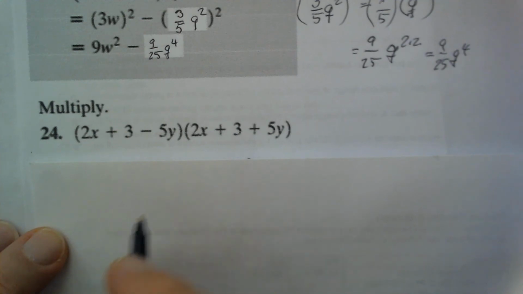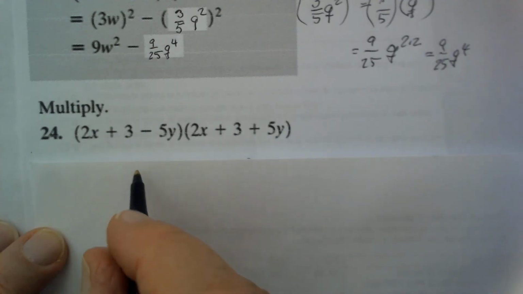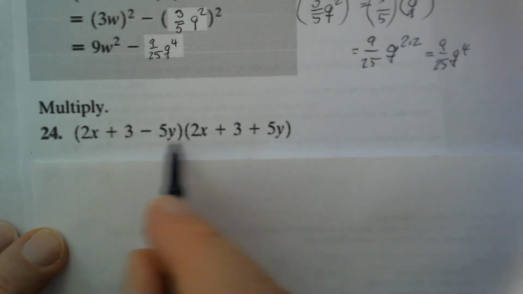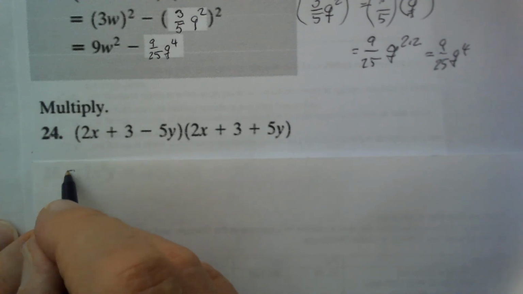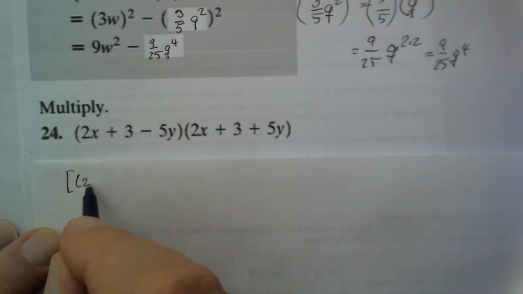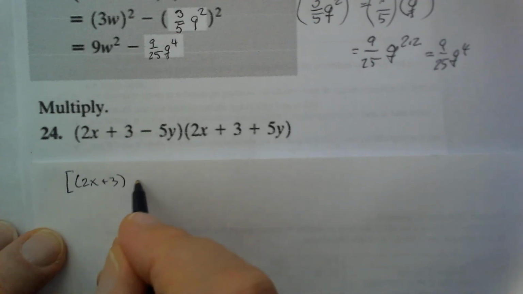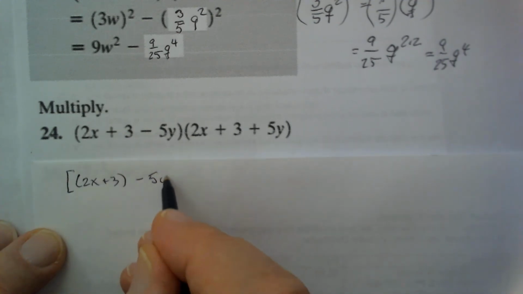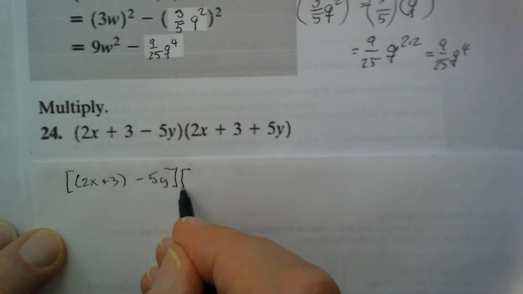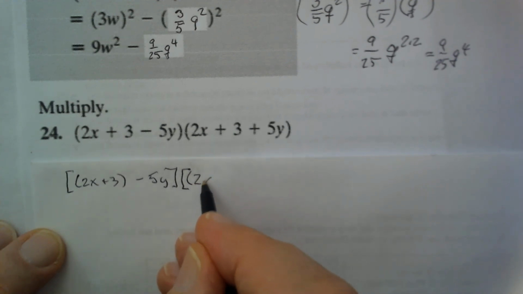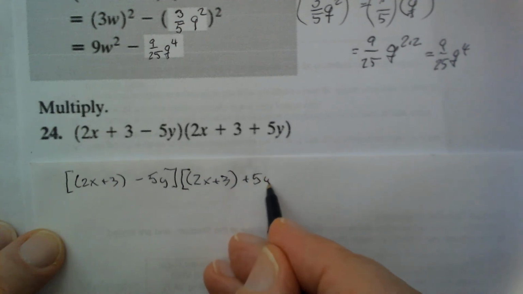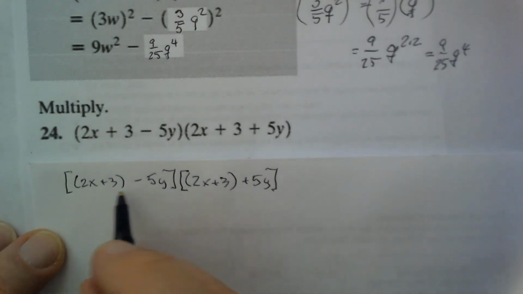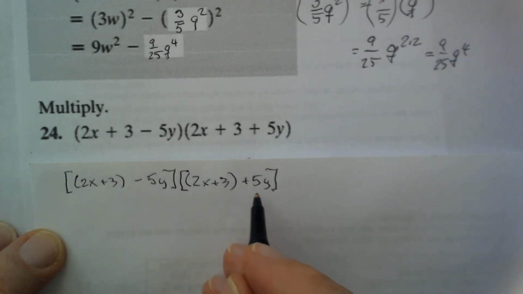The next exercise apparently doesn't have anything to do with what we just did, but when you look at it a little differently, you notice that we have the 2x plus 3 in both cases. So if we rewrote this expression in the following way, parentheses 2x plus 3 minus 5y times 2x plus 3 plus 5y. Now we're multiplying the difference and the sum of two terms.